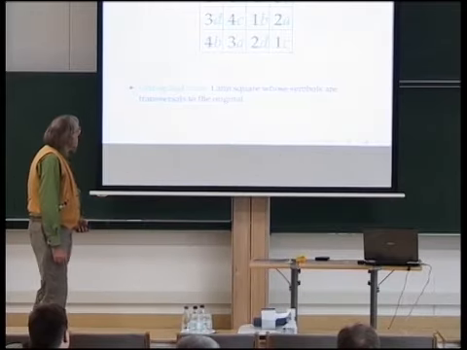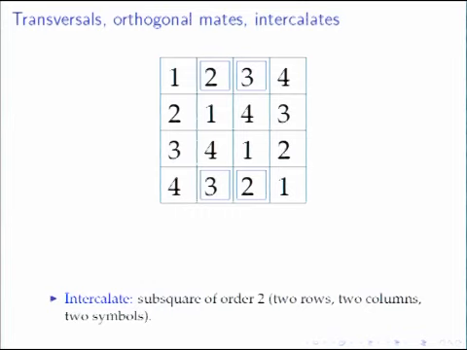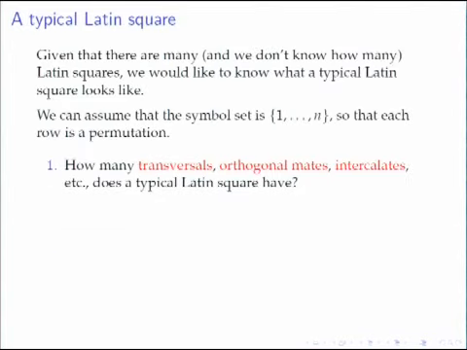And an intercalate is two numbers that can be just swapped over like that without destroying the Latin property. Or if you want to think about it this way, it's a 2 by 2 subsquare, 2 rows, 2 columns, 2 symbols inside the whole big Latin square. So how many of those do you typically have in a Latin square? So those are some of the things that you might want to know.